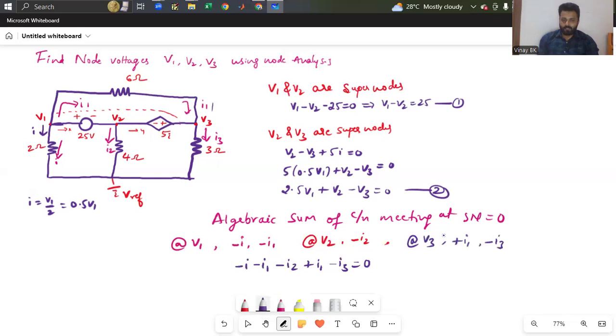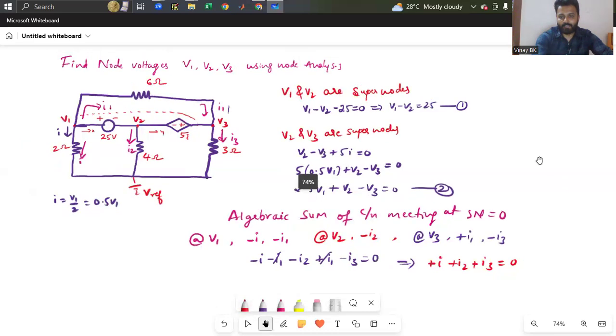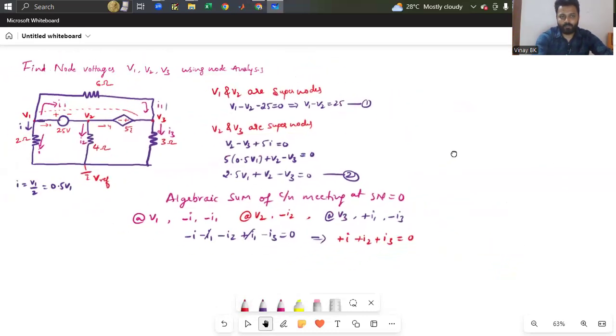Okay. So now this minus I1 and plus I1 will get cancelled. So what you will get now? I'll rewrite here: minus I minus I2 minus I3 equals 0. That is nothing but I plus I2 plus I3 equals 0. So now you write what is I, what is I2, what is I3. All these you need to write with the help of the circuit diagram.